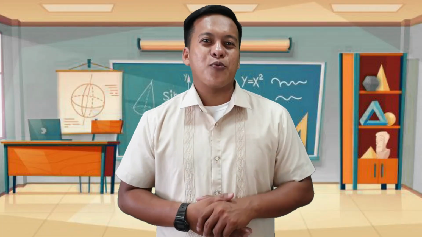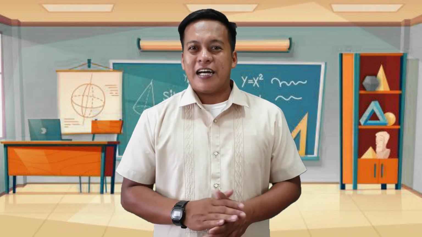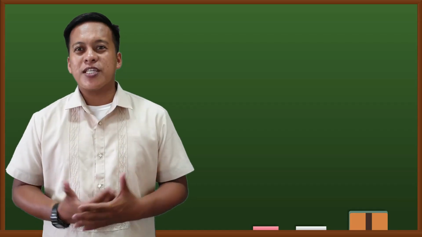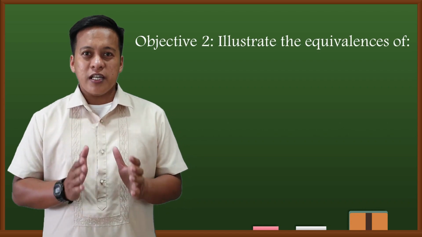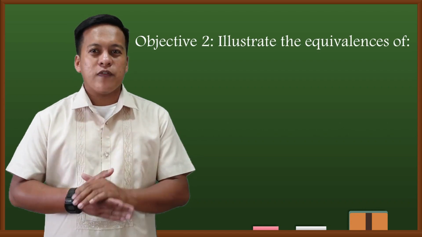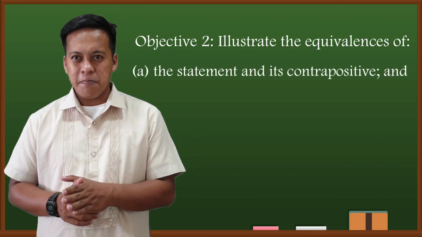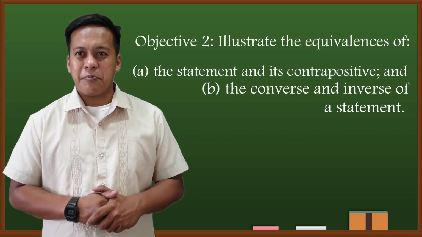It seems like we are getting deep with our discussion today. Are you ready to even go deeper? Let's go! Let us proceed with our second objective. The learner illustrates the equivalences of A, the statement and its contrapositive, and B, the converse and inverse of a statement.